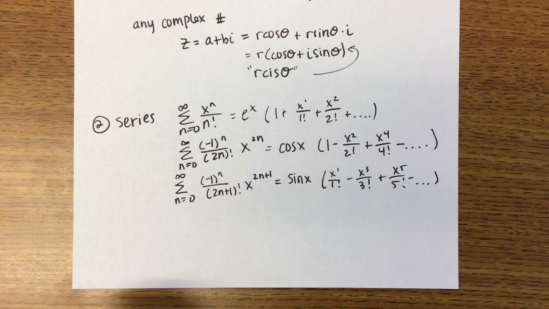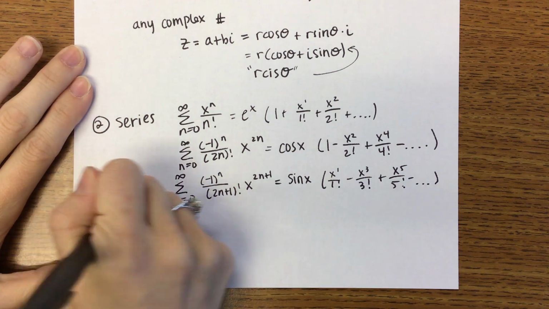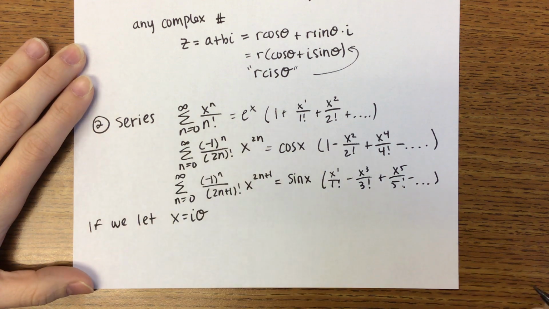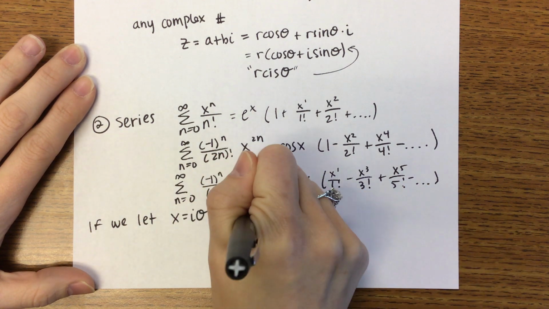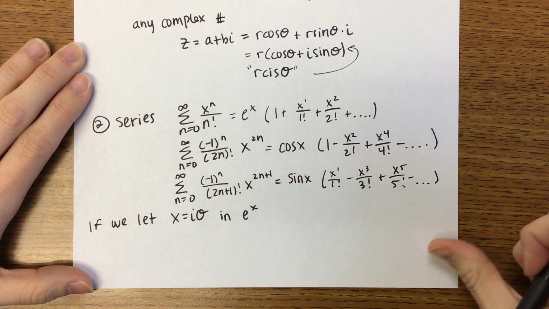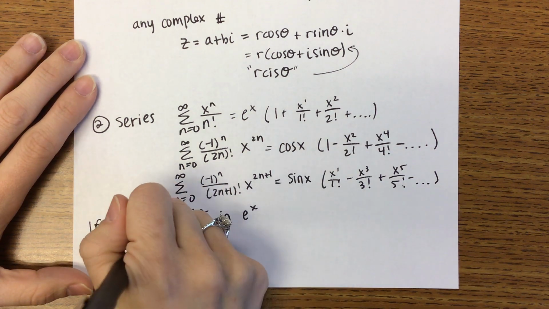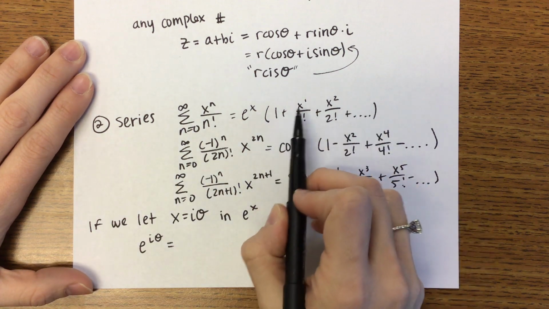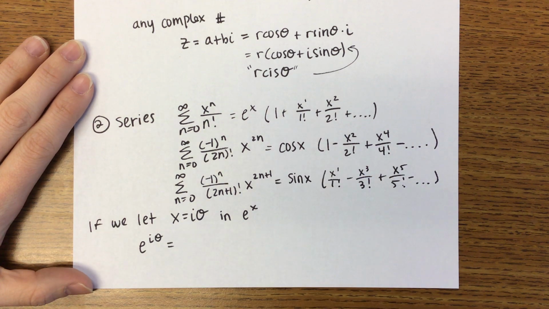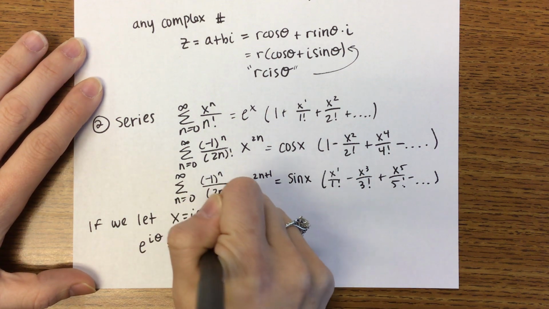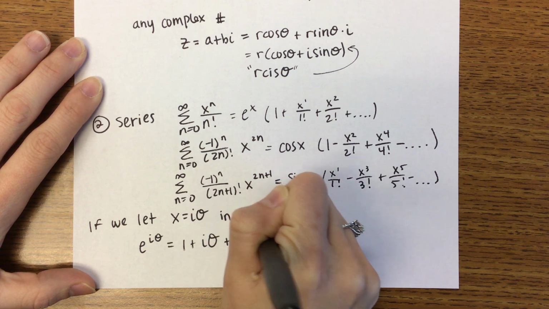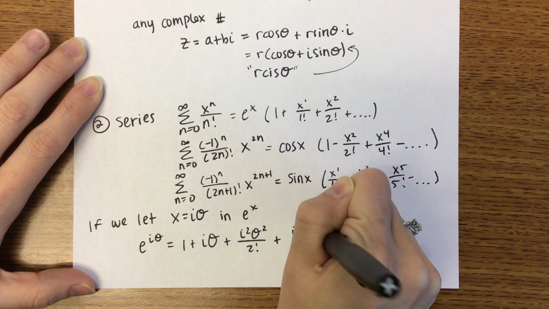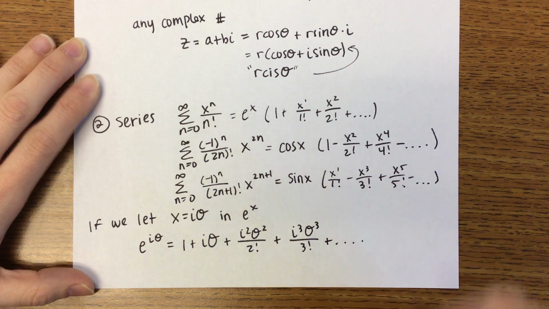Okay, here's where this becomes helpful. We're going to let x be equal to i theta in e to the x. So we get e to the i theta then. We're going to do this, replacing every x with i theta. So we get 1 plus i theta plus i squared theta squared over 2 factorial plus i cubed theta cubed over 3 factorial, and then you're going to keep going.